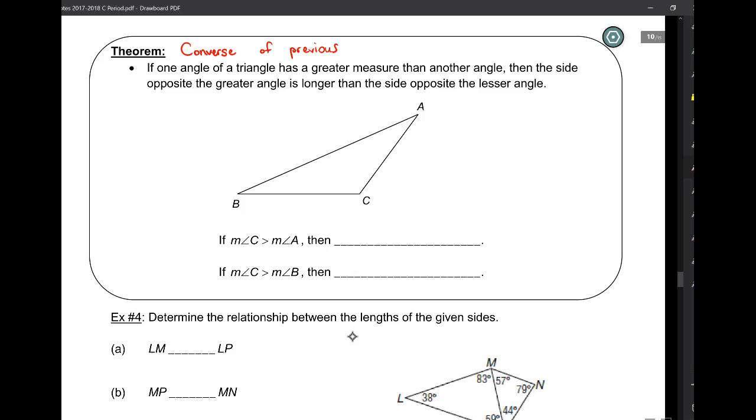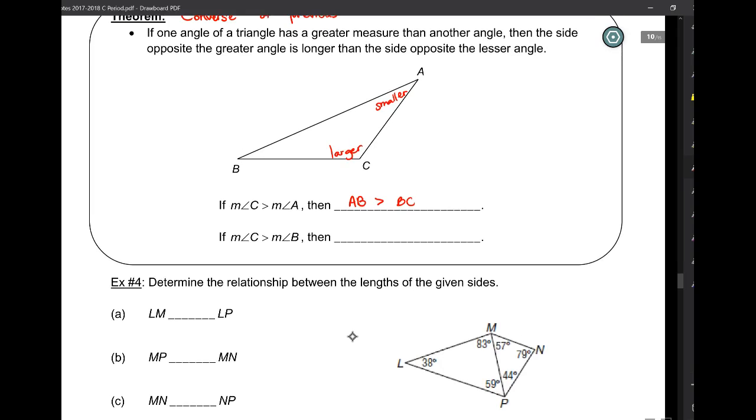So now they're saying, okay, angle C is larger than angle A. So what can we conclude? Well, what's opposite angle C? AB is bigger than what's opposite angle A, which is BC. I'm not putting the lines above because we're talking measurement, just so you know. And then here, the second one, what's that going to be? AB is also greater than AC. What's opposite angle B? AC.